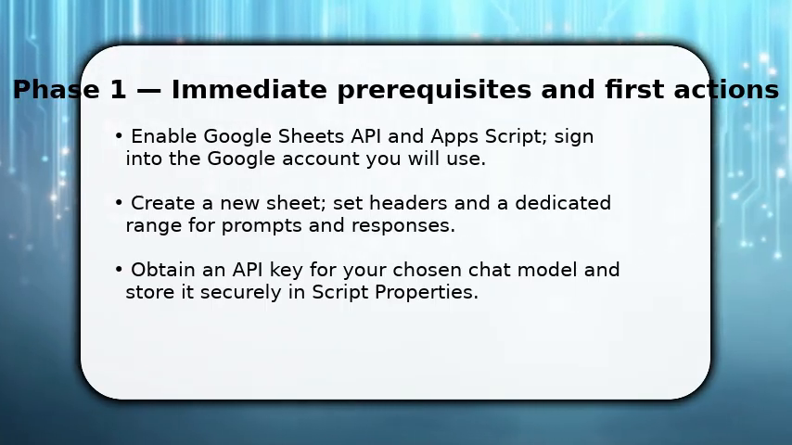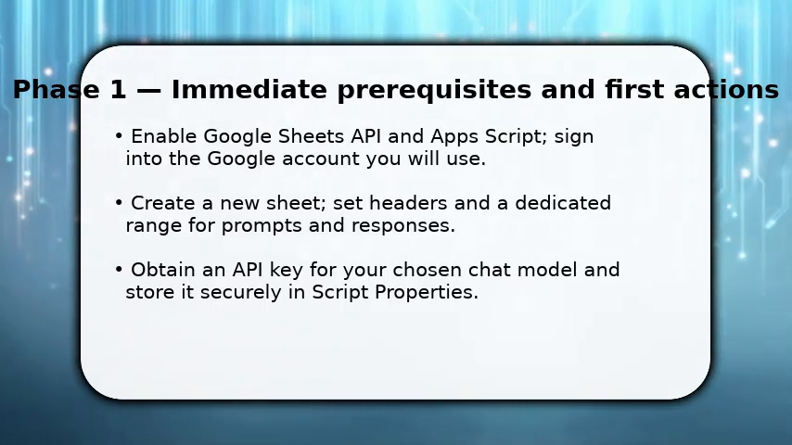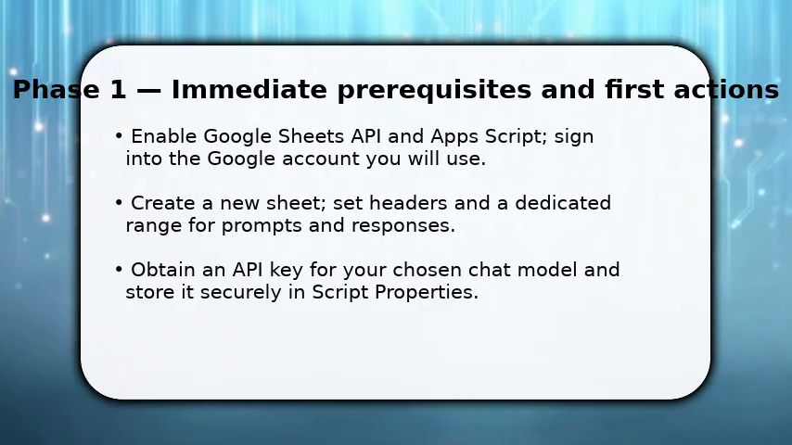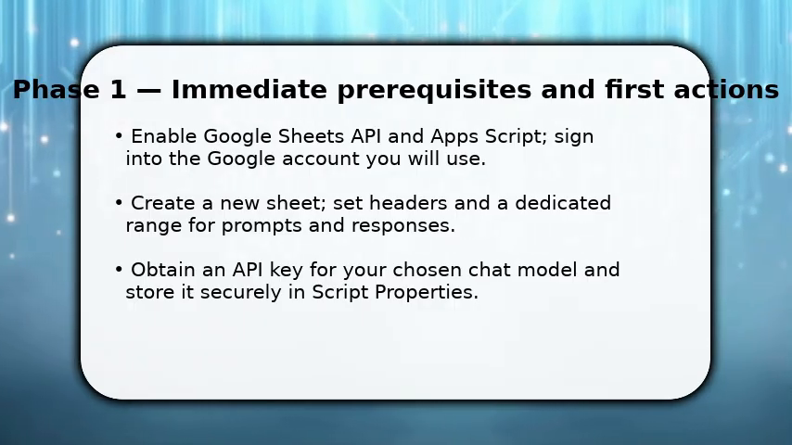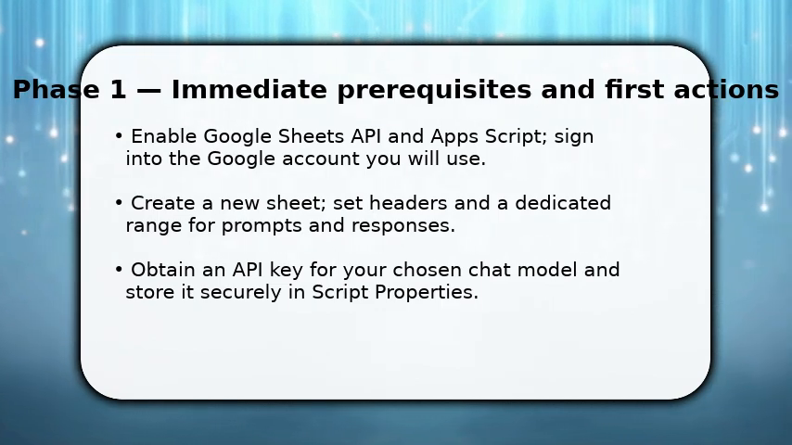Once done, write a small App Script function scaffold that reads the prompt cell, calls the external API, and writes back the response. Make sure to test with a one-line prompt.